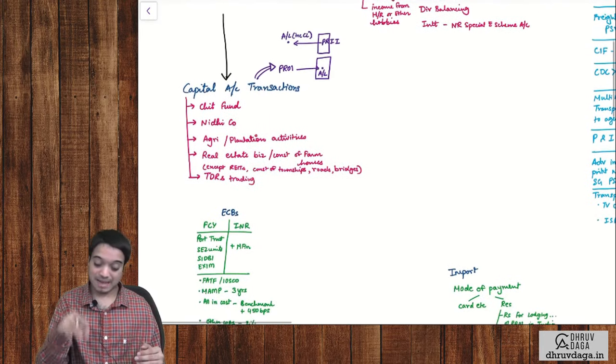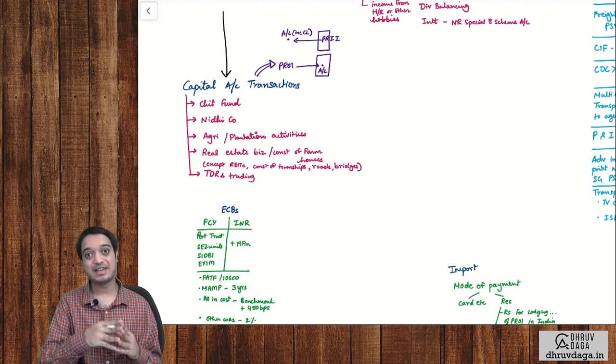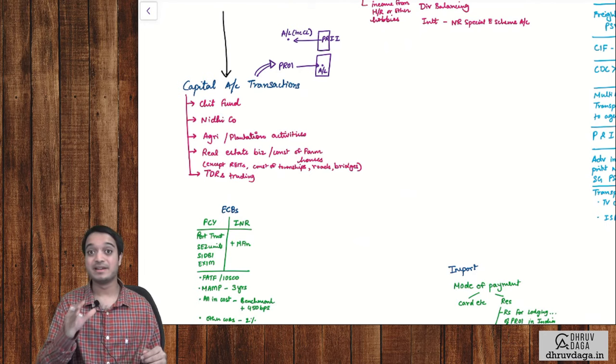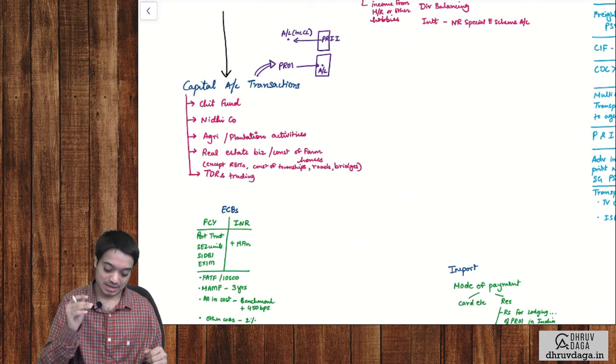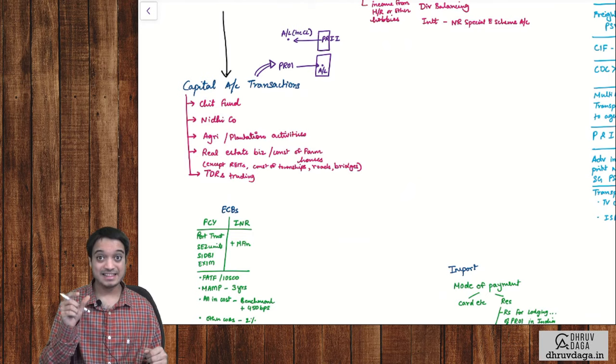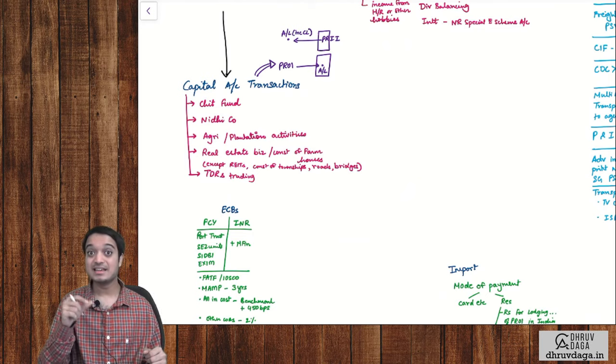Let's talk about capital account transactions. There are 5 capital account transactions which are prohibited. They are not allowed to be dealt with. So that's chit funds, Nidhi companies, agricultural plantation activities, real estate transactions. However, there are exceptions. So construction of townships, bridges, dams, REITs, they are allowed. TDR tradings, that's transferable development right tradings, are not allowed.